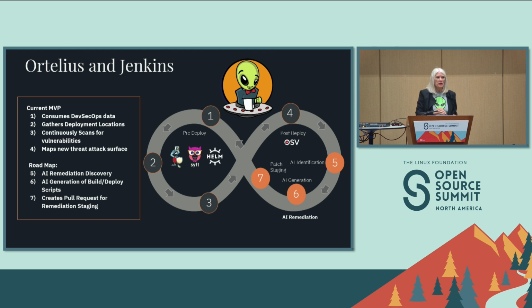So we do integrate with platforms like Jenkins. We would love to integrate with platforms like Platform One, if we could ever get in there and do some work around Platform One or Space Camp, which are some government CI/CD tools, I believe, based on GitLab. But let me just go through what we do in terms of how we solve this problem. So we consume all the DevSecOps data, including the SBOMs, and we gather the deployment locations from the logs.